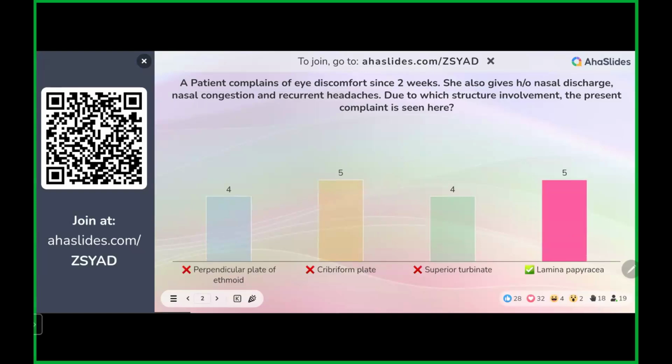Don't forget, guys, that lamina papyracea is the thinnest part of the ethmoid bone and borders the orbit. Keep an eye on it, pun intended. The answer is lamina papyracea.